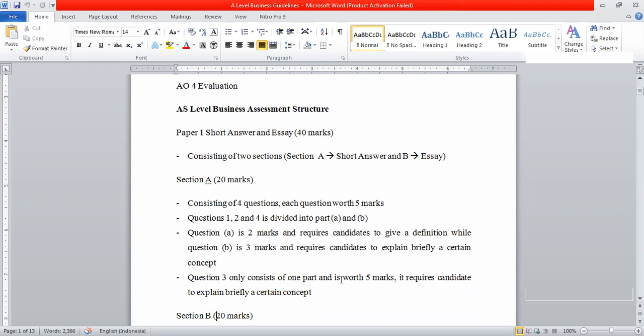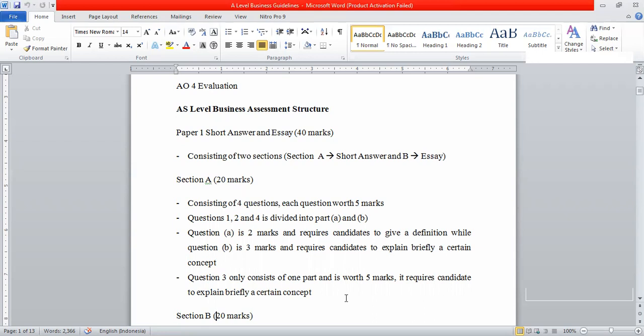Question 3 only consists of 1 part, and it is worth 5 marks. It requires candidates also to explain briefly a certain concept. Actually, there is not much difference between question 3 and questions 1, 2, and 4. In questions 1, 2, and 4, they divided the question into 2 sections. They have the definition and they have the explanation.